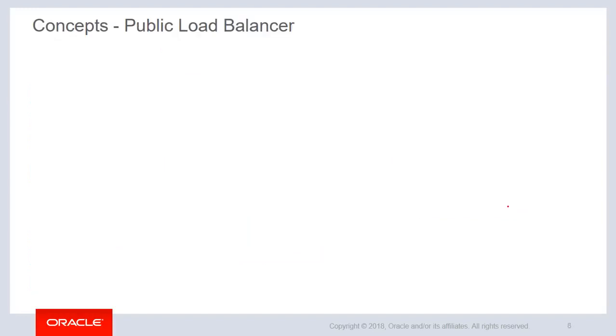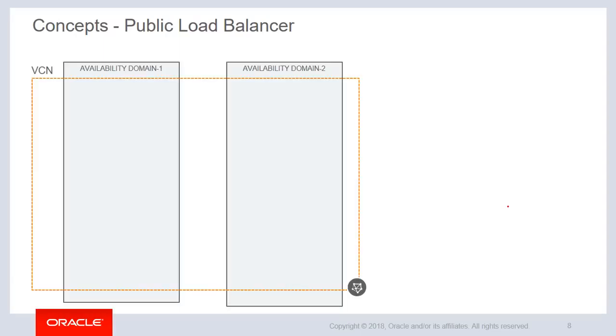Now let's look at some of the concepts. We did discuss the public load balancer. What does it look like? A private load balancer. The difference is that public requires 2 subnets in 2 different ADs, while private requires 1 subnet in the same AD. Now let's look at some of the other concepts of a public load balancer.